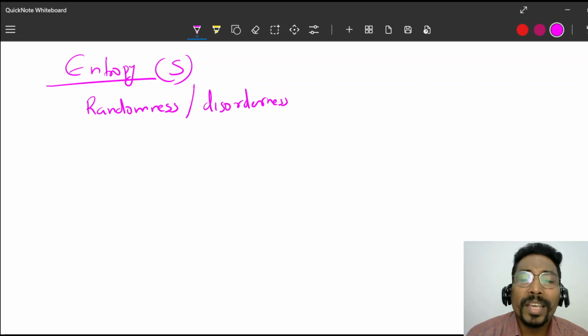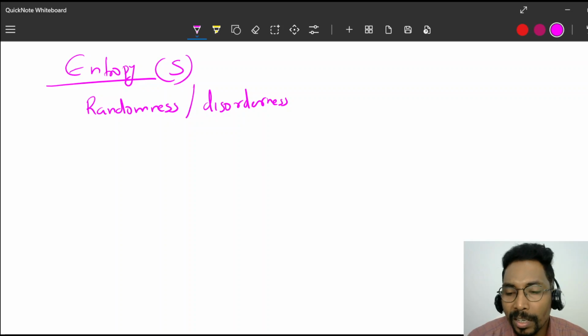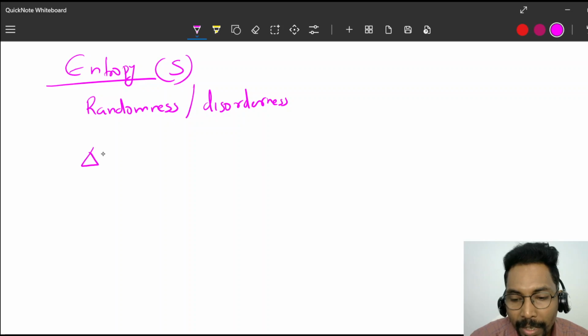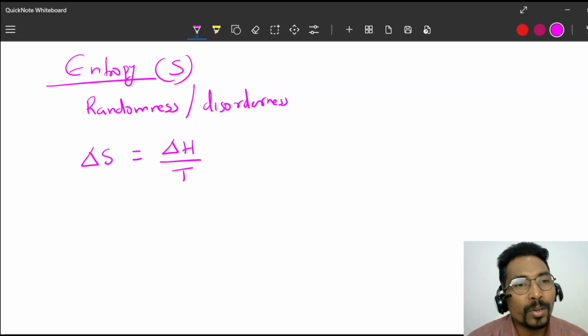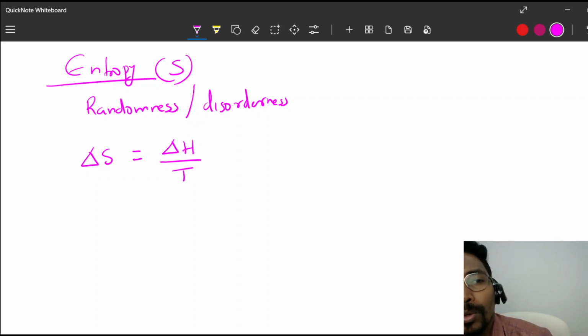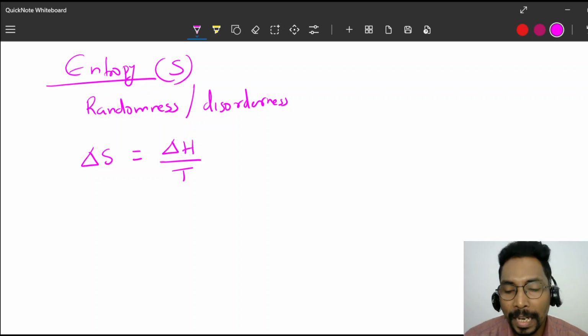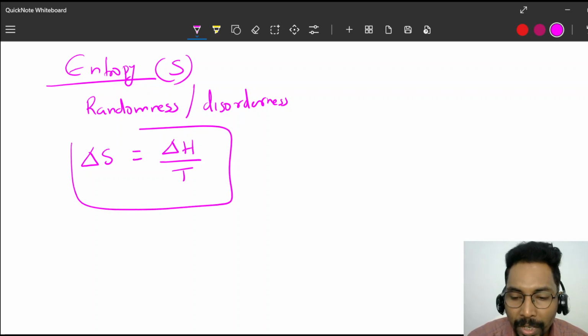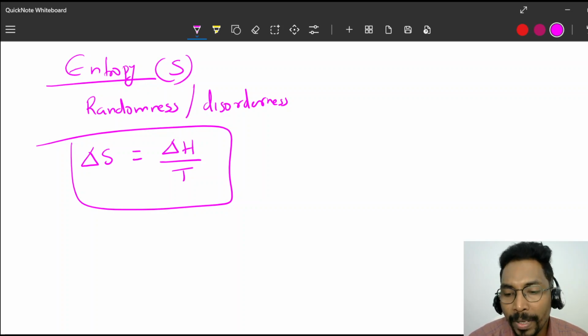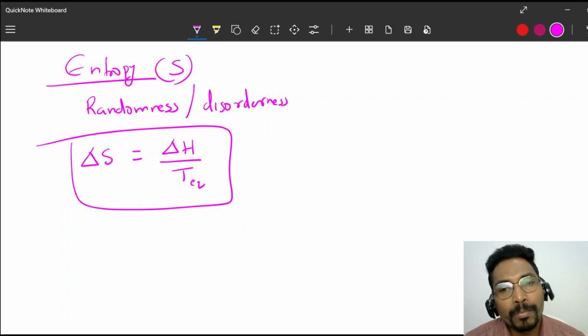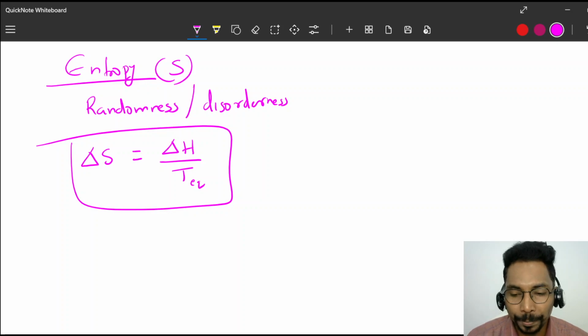So we have one expression for delta S at equilibrium, that is delta S is equal to delta H by T. Delta S is equal to delta H by T, where delta S is change in entropy, delta H is enthalpy change, and T is temperature at equilibrium.